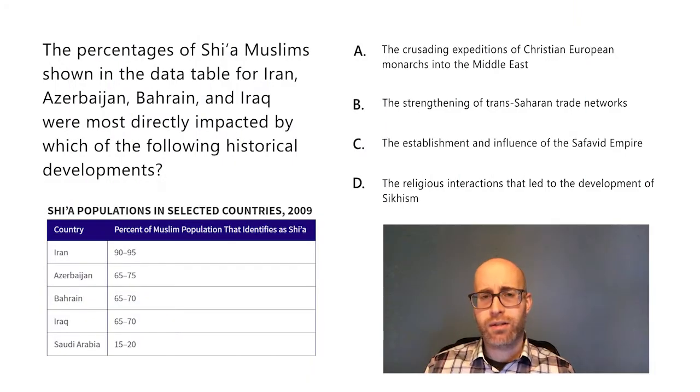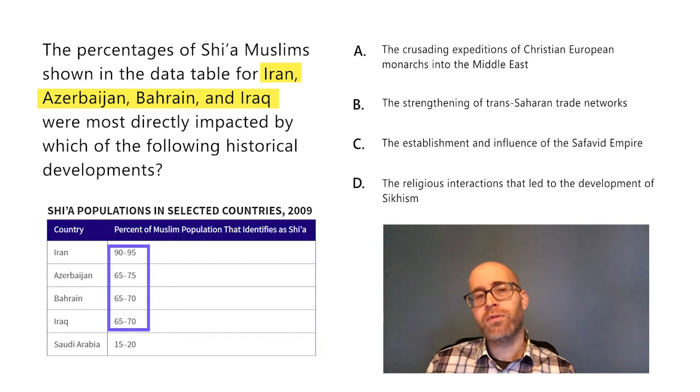This question asked you to identify the factor that had the biggest influence on the Shia population in several countries. Now, there were two different ways you could possibly solve the problem. One was by applying the relevant content knowledge.